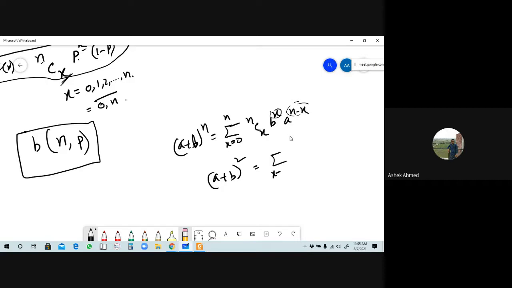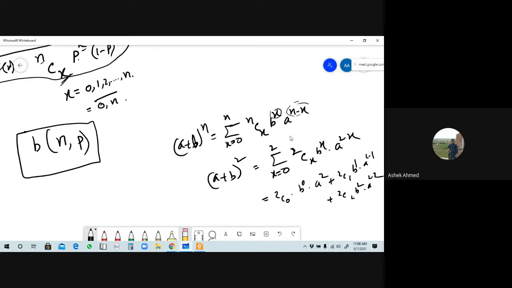This is x equals 0, the value of n here is 2, and this is 2Cx, then b to the power x into a to the power 2 minus x. Now if you substitute the values of x: 2C0, which is 1, into b to the power 0 into a to the power 2 minus 0, plus, if you take x as 1, 2C1 b to the power 1 into a to the power 2 minus 1, plus 2C2, if you take x as 2, then this will be 2C2 b square into a to the power 2 minus 2.